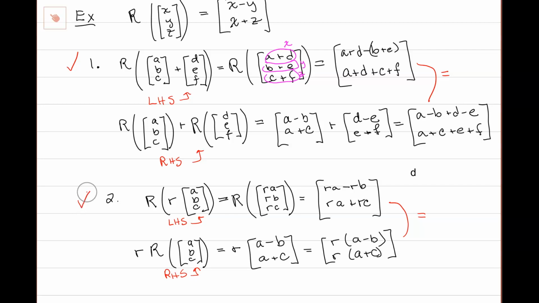So since both conditions check off, we can say that this R is a linear transformation. In the next video, we'll draw some pictures and see how to describe a linear transformation in terms of matrix multiplication.